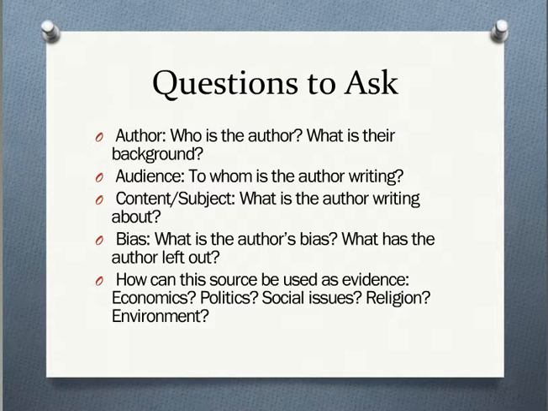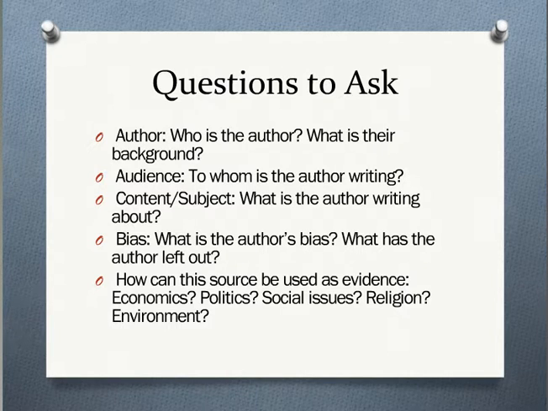So first, who's the author? What's their background? That one seems pretty straightforward. Audience: to whom is the author writing, or who is that source intended for? Is it intended for anyone? If we're doing ancient history, a necklace, for example, could be a primary source. But if we're talking about a written document, who is it intended for? Or if it's a painting, who is it intended for? Content or subject: what is the author writing about?